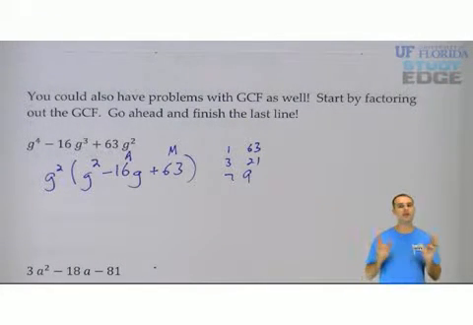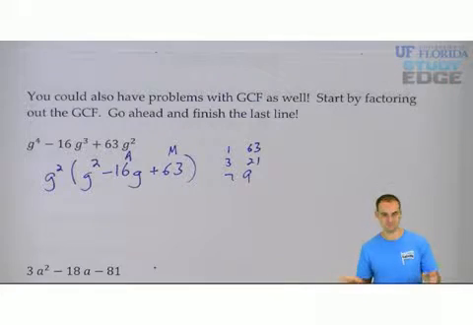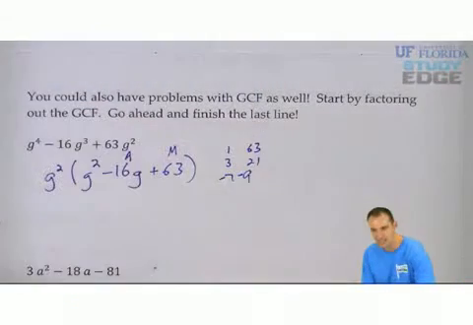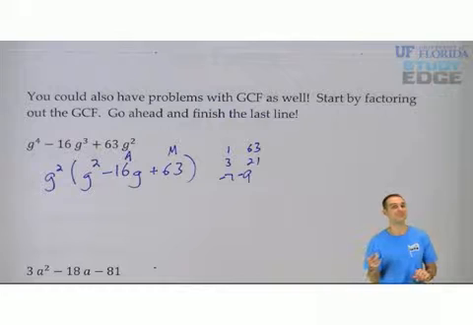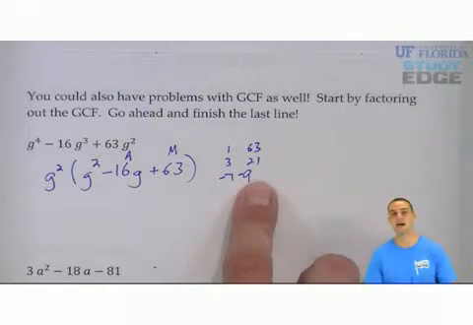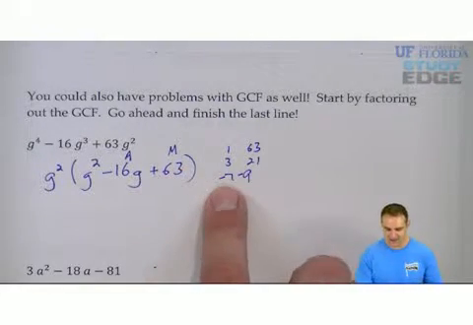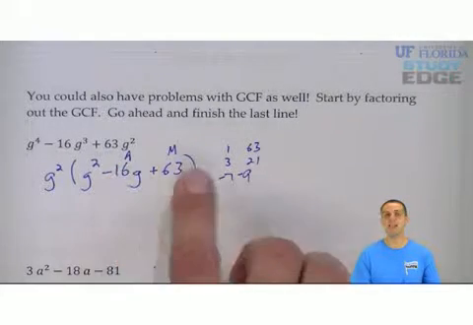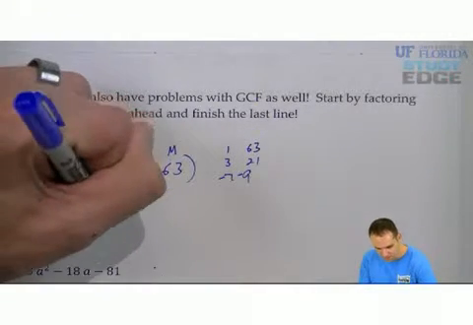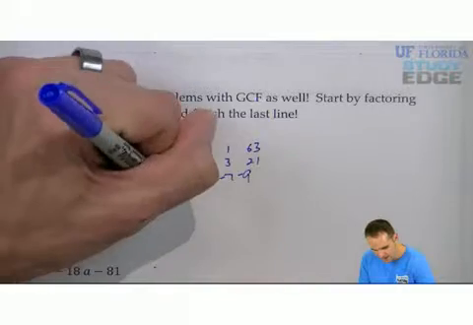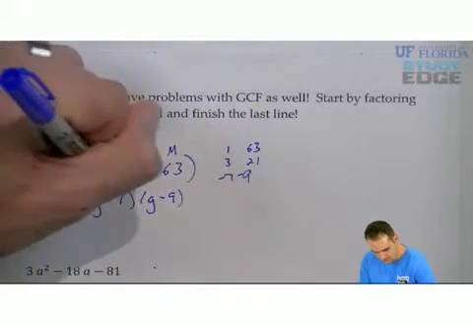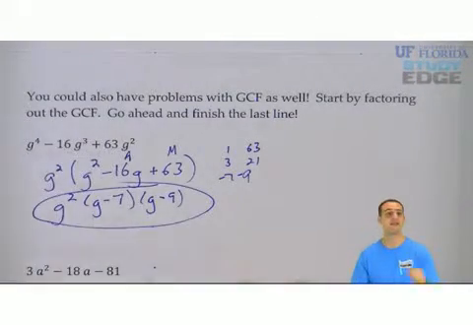But what is the sign? Negative and negative are the signs. Because a negative times a negative is positive, and a negative plus a negative, remember you add and you keep the negative. That'll be G minus 7 and G minus 9. Drop down the G squared.